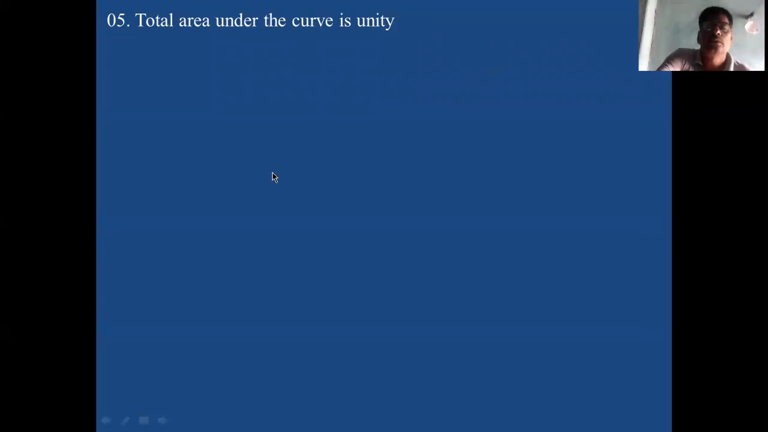And the fifth property is total area under the curve. The total area under the curve is unity. Unity means 1. This point I already explained. In the previous class, I explained some portion. So you see the curve. Today I would like to make the curve clear.